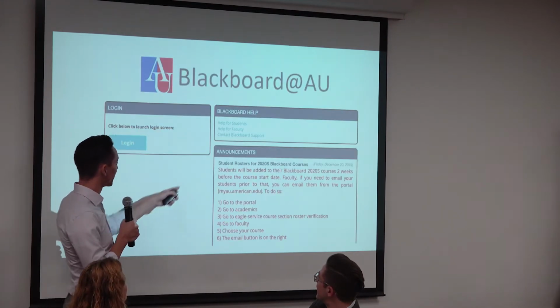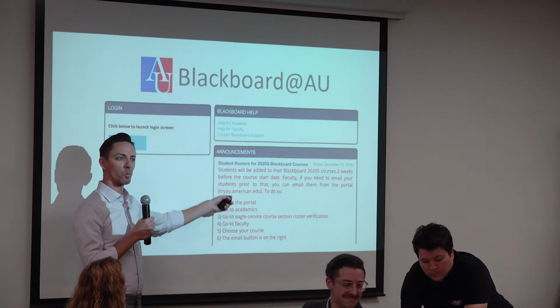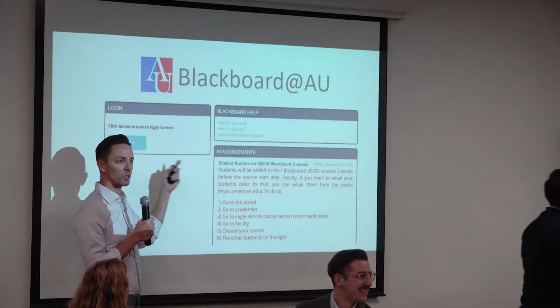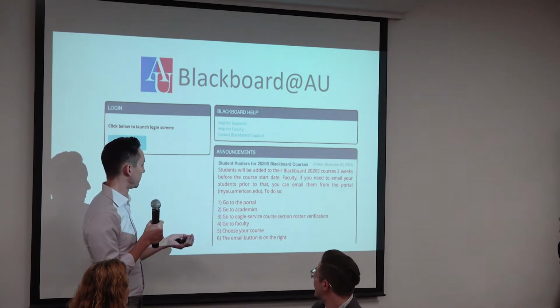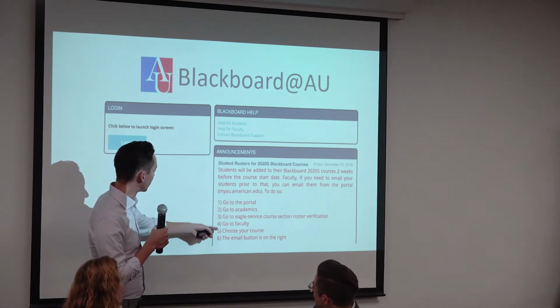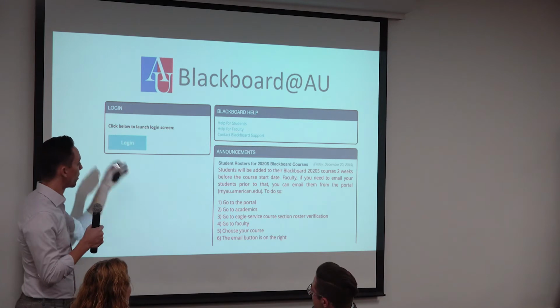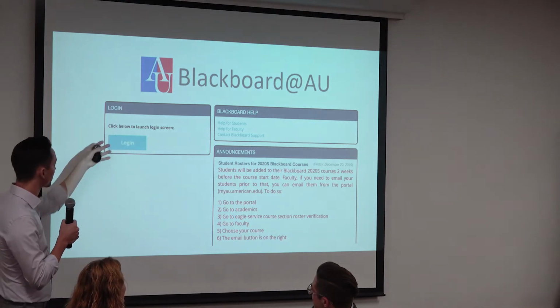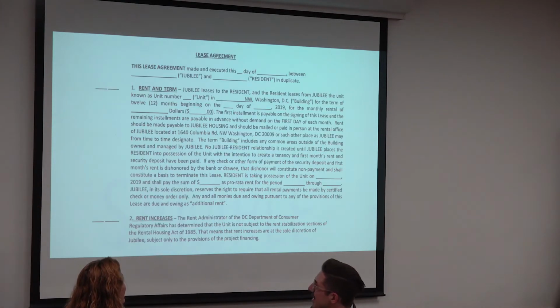Blackboard. How many people read these announcements? No, never. Why? Because they're red. I don't. Red means don't read. Also, I don't know why there are 6 steps to go do something. Too much. Why is there not just a login box? I shouldn't even have to click login. Anyway, all these things, right?